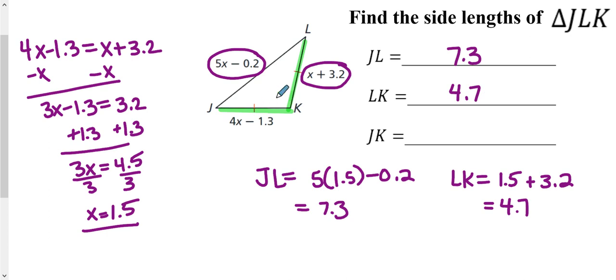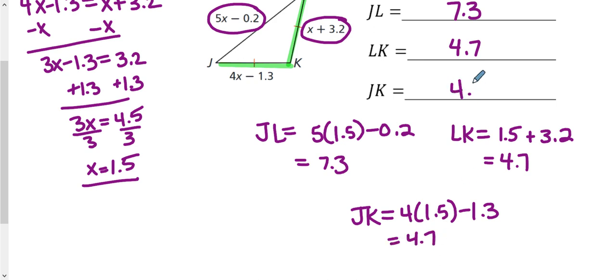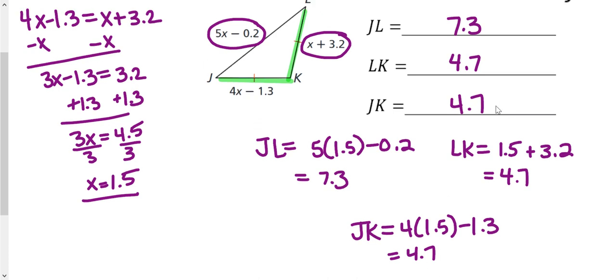And then because JK is congruent to LK, we should also technically get JK 4.7, but I like to plug it in just to check. It's a good way to check to make sure that you solved for x correctly. So 4 times 1.5 minus 1.3. So you get 6 minus 1.3, which sure enough, you get 4.7. So that looks good.